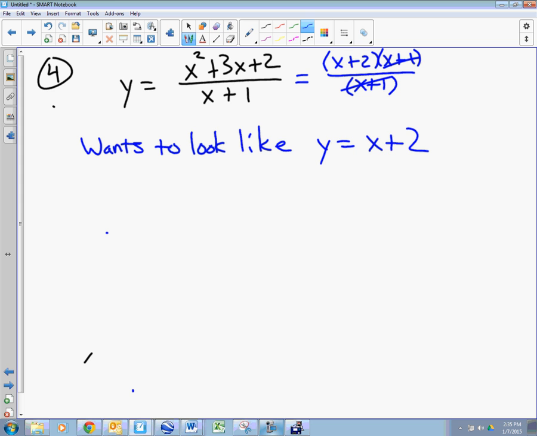It wants to look like the graph y equals x plus 2. What does the graph of y equals x plus 2 look like? That's a line. The other ones were lines too, weren't they? This is just a line that has a slope, correct? Now here's the difference. There's no remainder. There's still a problem.